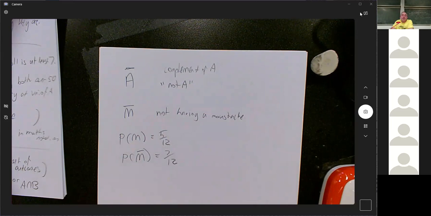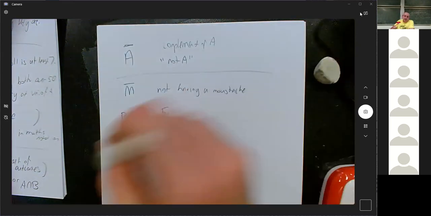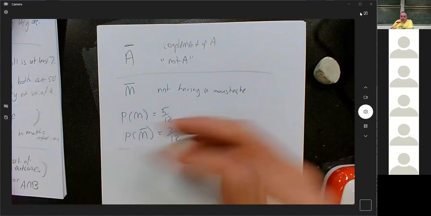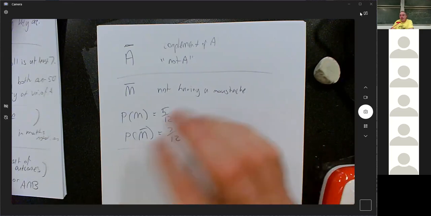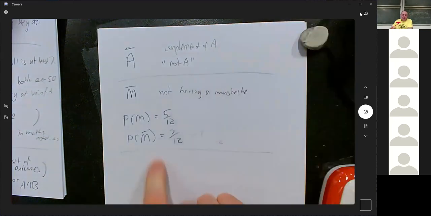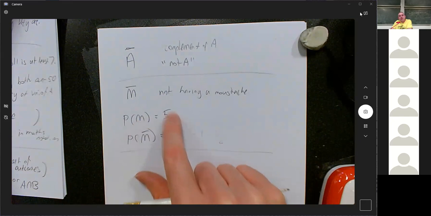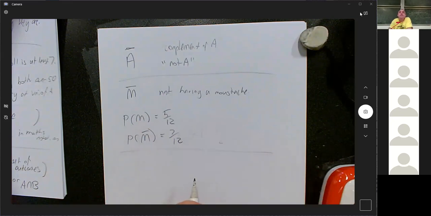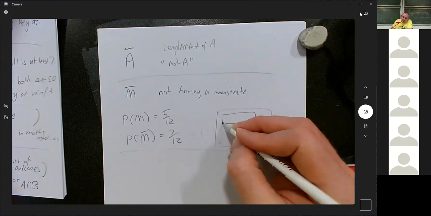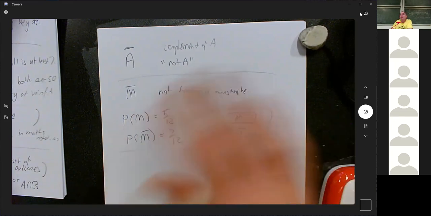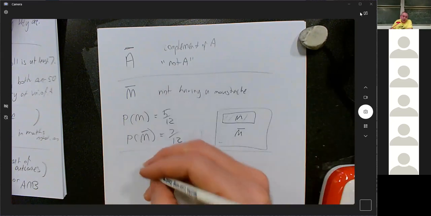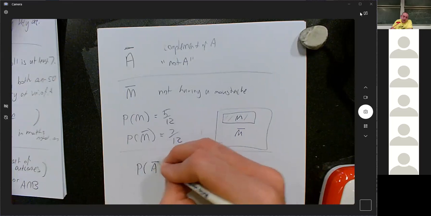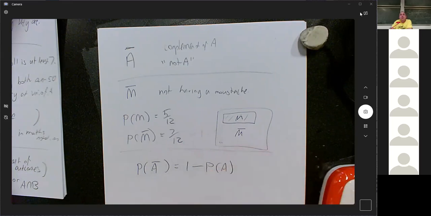That's how it works. And this is 1 minus 5/12. The idea is that if you add M and M bar together, then you'll just add their probabilities and you'll get 100%. You'll get 12/12, which is everything. Yeah, it's the opposite. It's everything that isn't part of this one. And so on a Venn diagram, these are the M's, that's M, and then everything else is M bar, all the rest of it. And so the rule that they say is that the probability of A bar is 1 minus the probability of A. Because together they add up to 100%, and 100% as a decimal is the number 1.